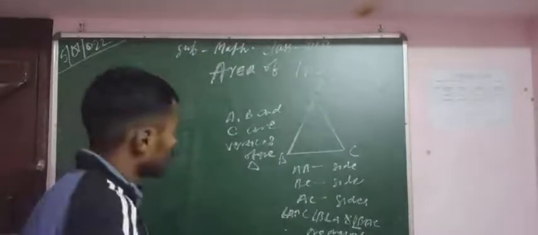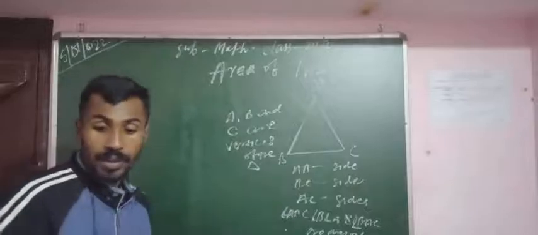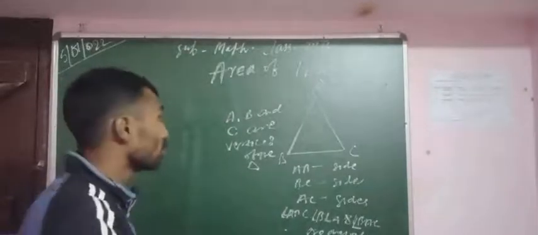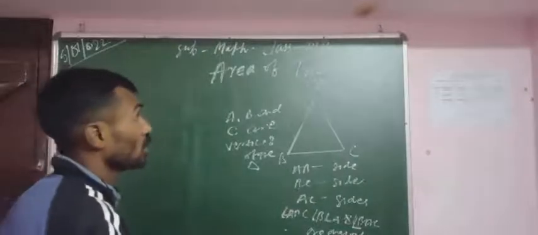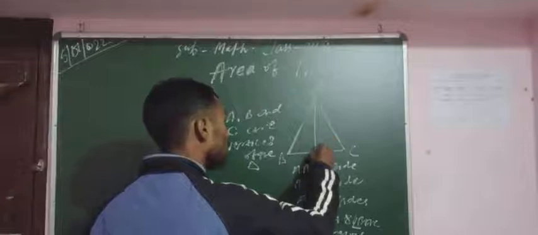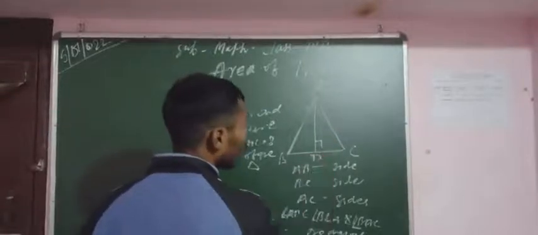In a triangle there are three vertices, three sides, and three angles. So obviously we now have a few pieces of information about the triangle. First of all, we will discuss how we calculate the area of a triangle. This is the line which is perpendicular on BC.